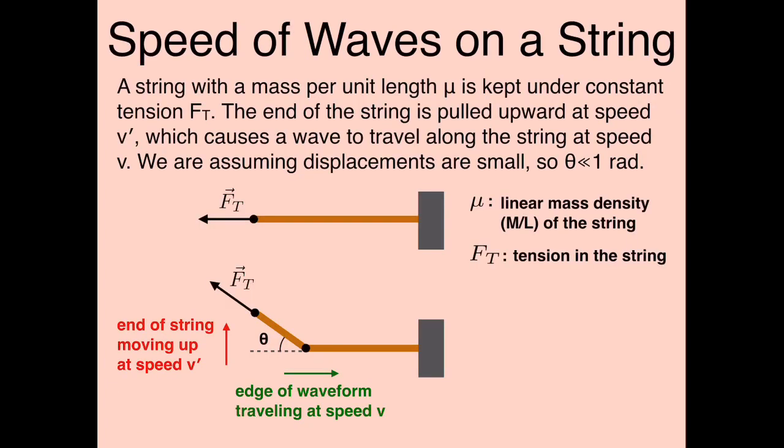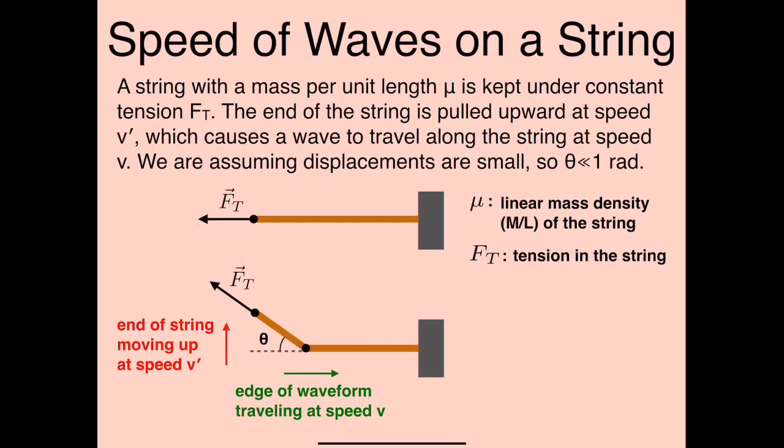Okay. The next thing we want to take a look at is how do we calculate the speed of a wave on a string? So the general thing that we're looking at here is a string that has a mass per unit length given by what we'll call mu. And it's kept under a constant tension, which we'll call Ft. The end of the string is pulled upward.